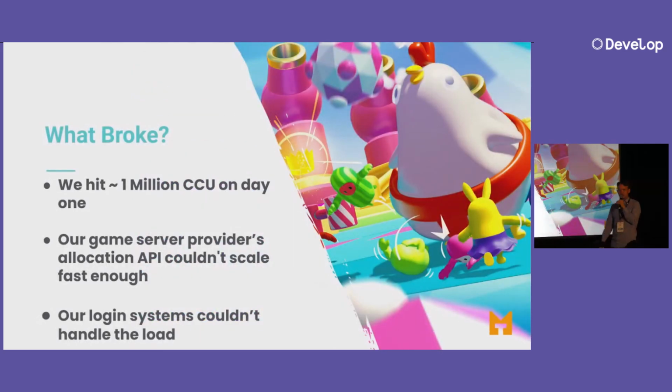So what actually fell over this time? We hit 1 million CCU on day one, which doesn't sound that bad because I just said we'd load tested for 3 million. But unfortunately, again, we had that external system, that game server provider. It couldn't scale fast enough. It was not expecting the load because we hadn't actually tested everything.